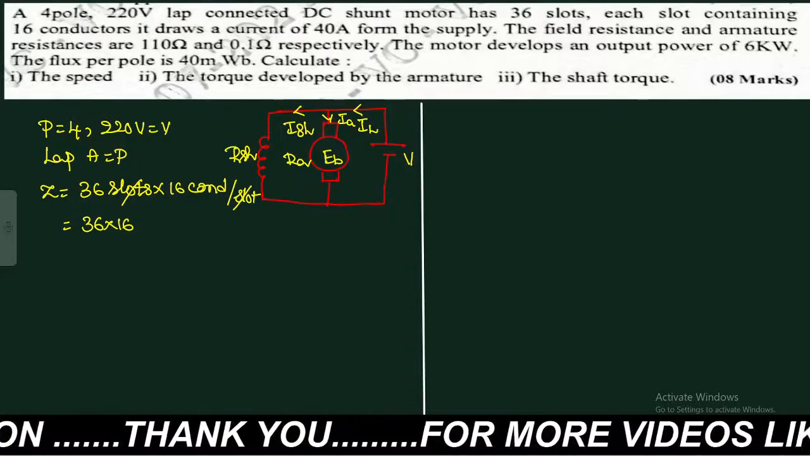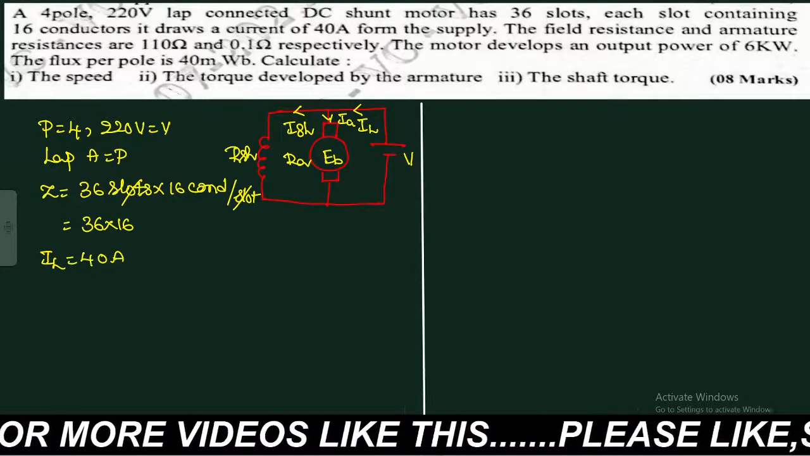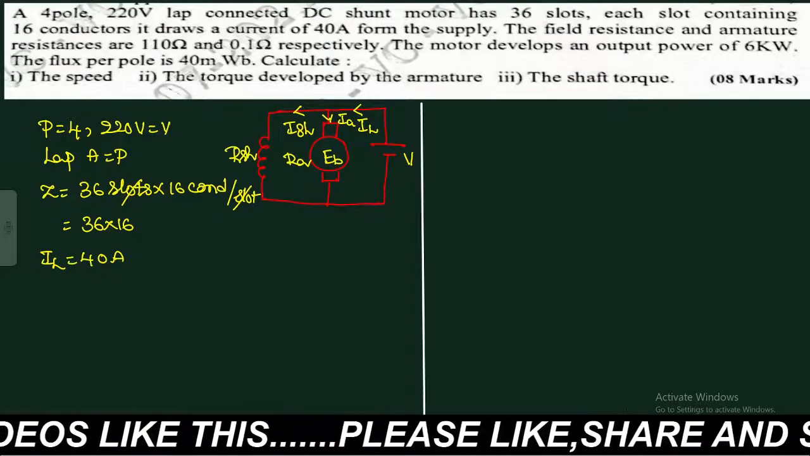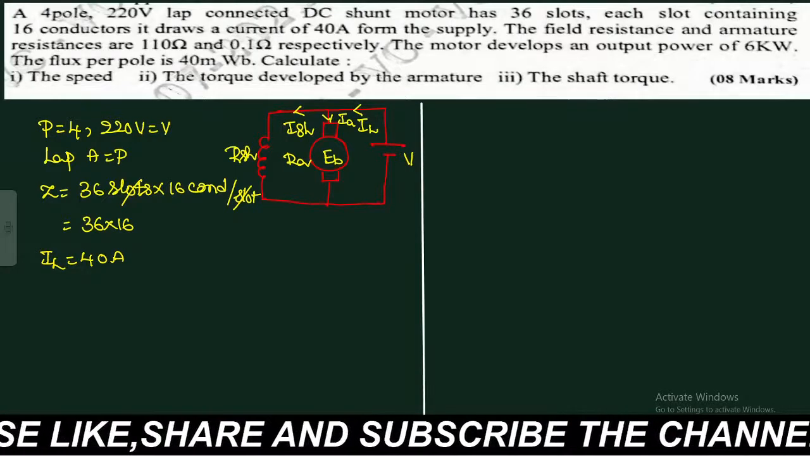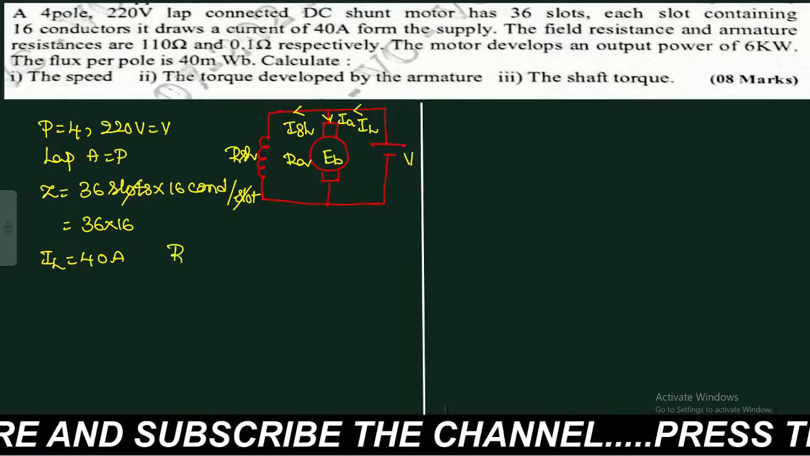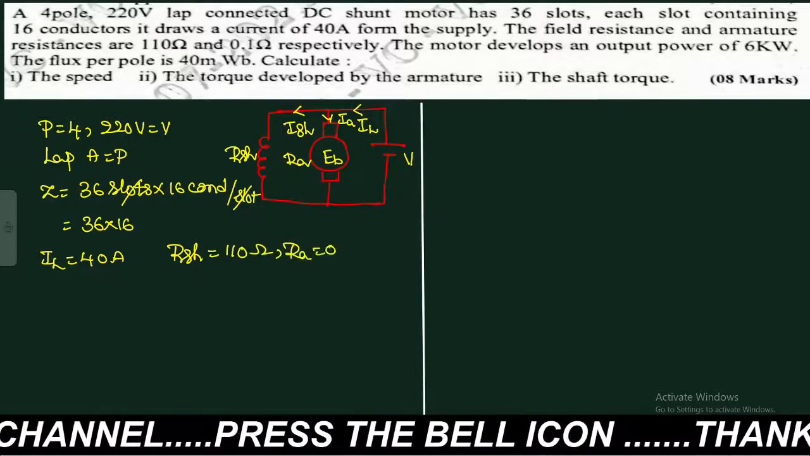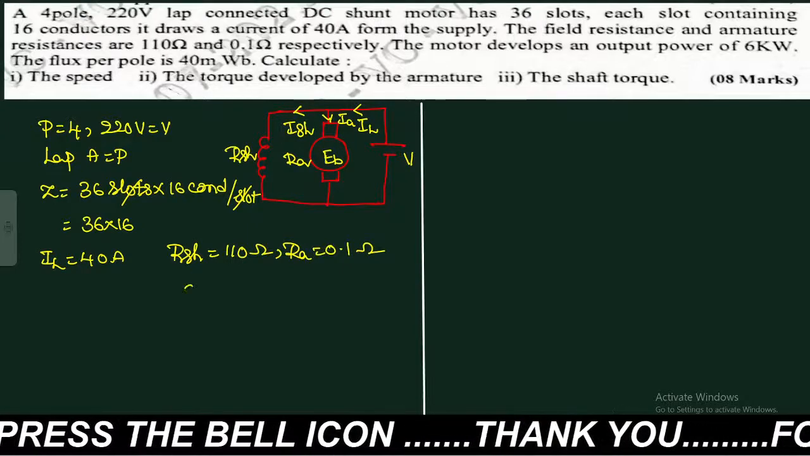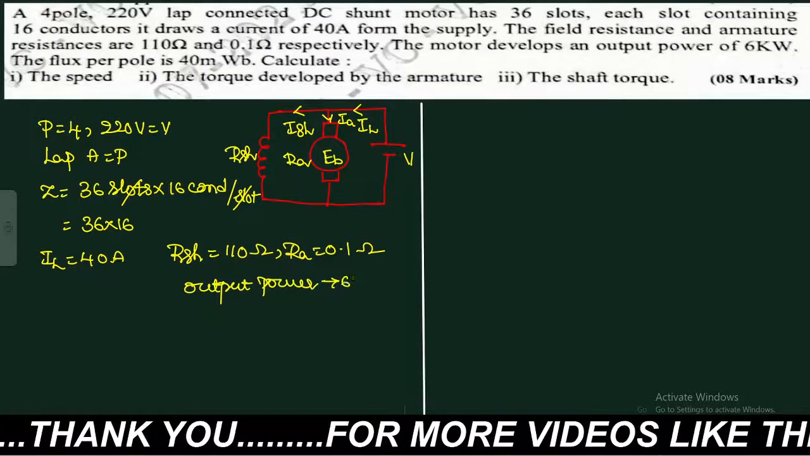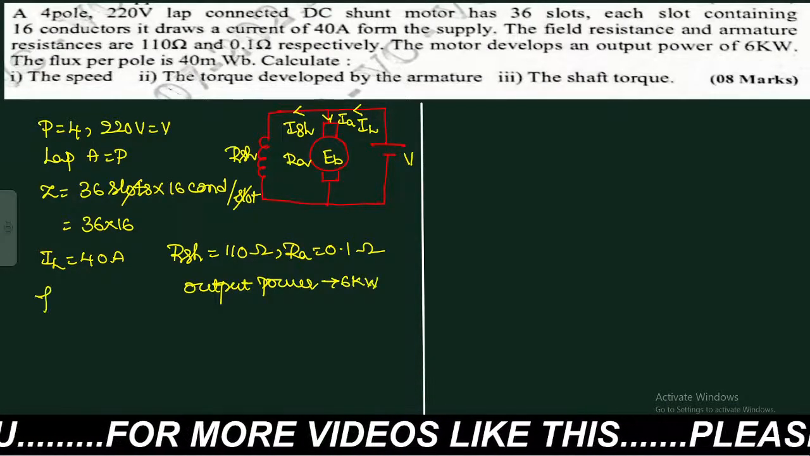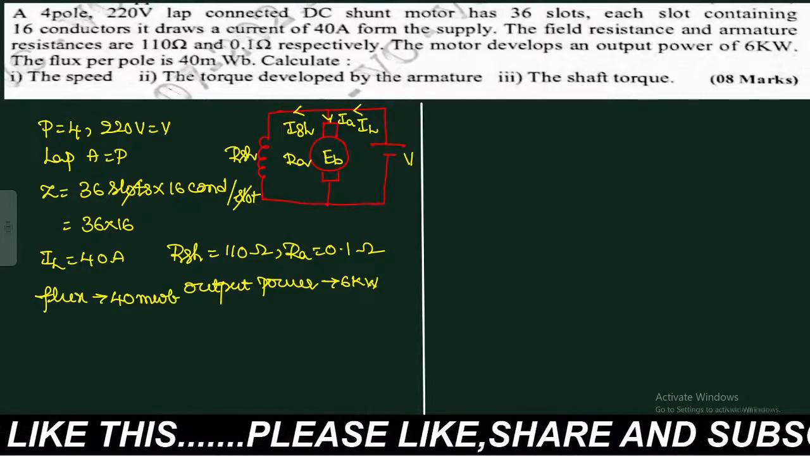It draws a current of 40 amperes, that means the line current is given as 40 amperes. The field resistance RSH is given as 110 ohms. Next, the armature resistance is given as 0.1 ohms. The output power is 6 kilowatts. The flux per pole is 40 milliwebers. This is the given information.